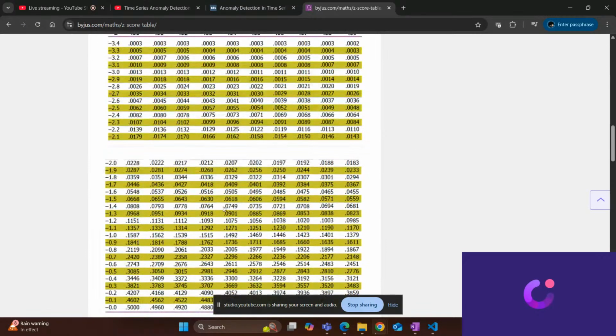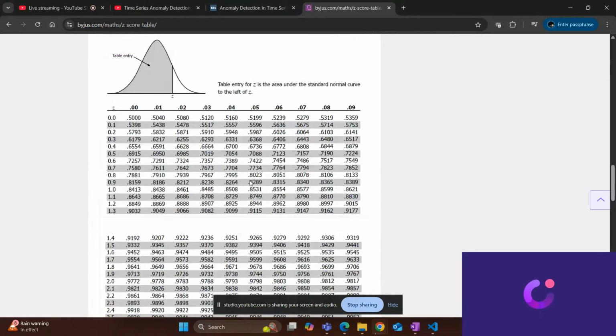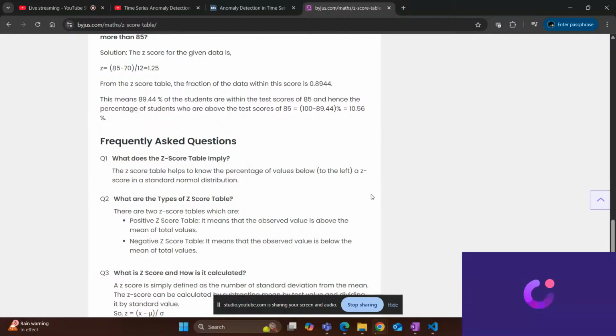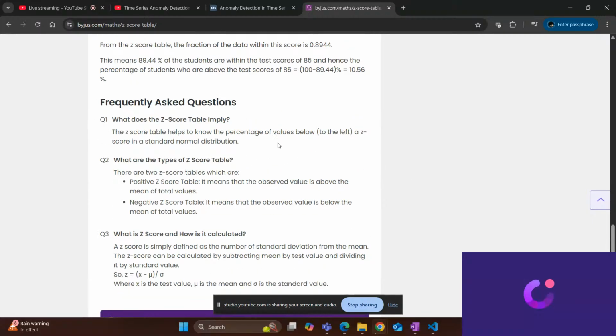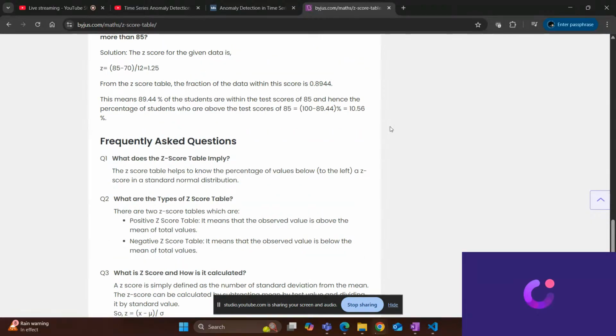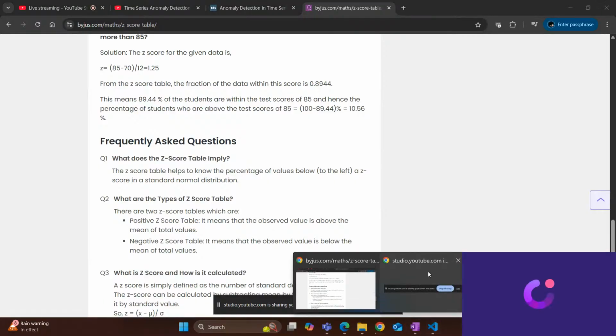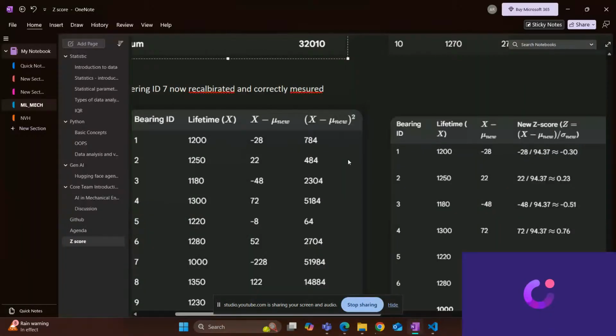If I get some problem, we can try to do it manually: go to the table and identify the probability of failure. Maybe next class I'll try to do this theoretically and even programmatically, with some Python code. Maybe for the same bearing failure, we can identify how much life is left for that bearing to fail based on the outlier. But this is more of theory. I just wanted to explain the z score.